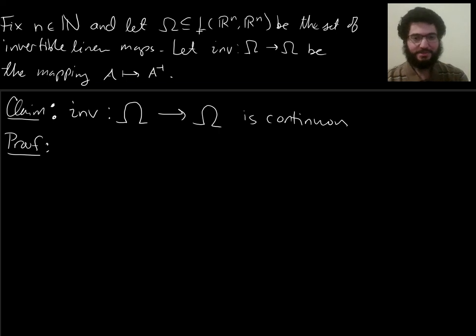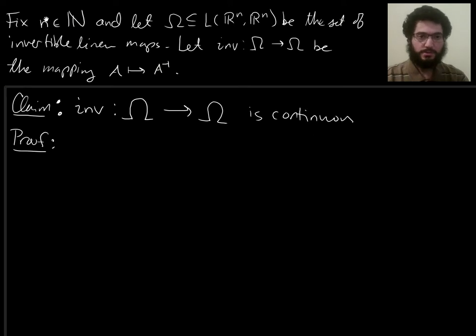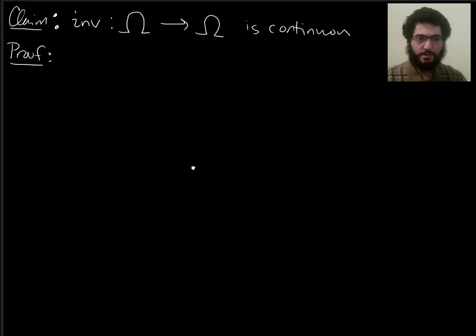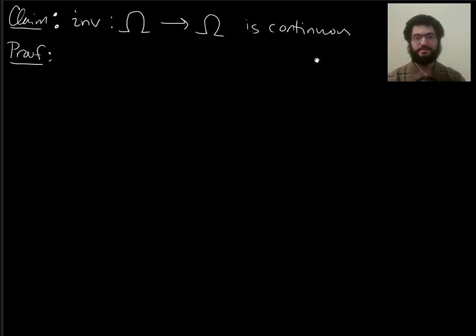Alright, so now I'm going to do some cleanup. There's this one gap that we left in our proof of the special case of the inverse function theorem, proving that the inversion function from invertible linear maps to invertible linear maps is a continuous function. So fix a natural number n greater than or equal to 1, and let's use omega to denote the set of invertible linear maps from Rn to Rn. And I'm going to use the word inv to refer to the mapping A to A inverse. Okay, and my claim is inv is a continuous function.